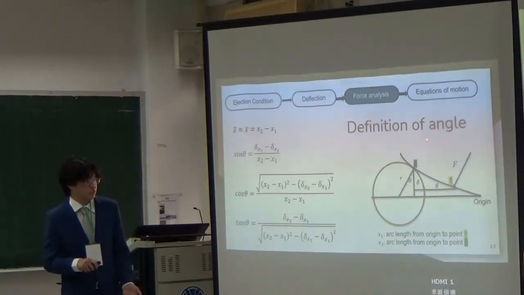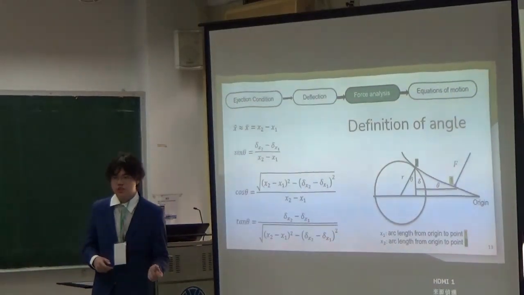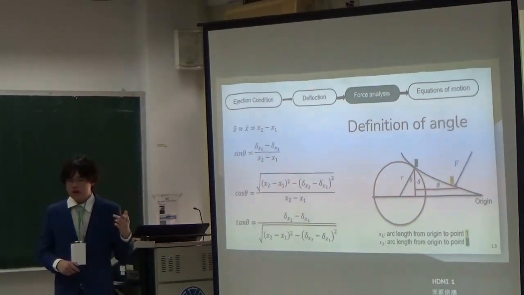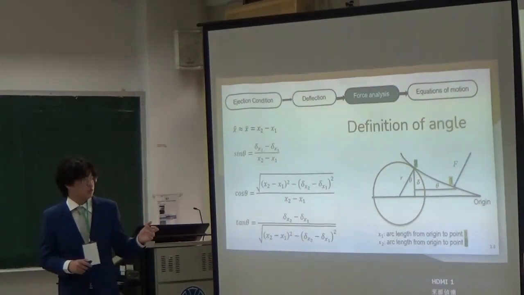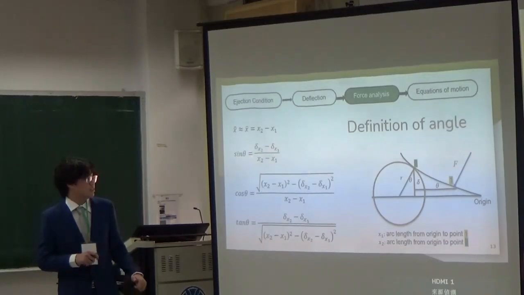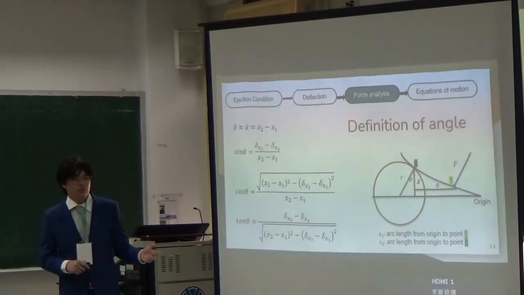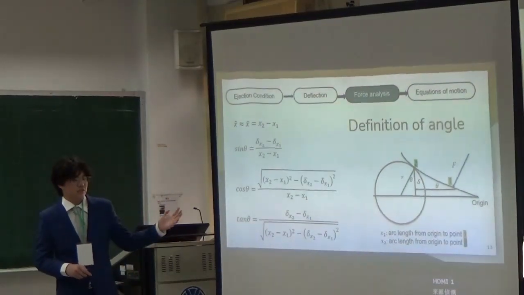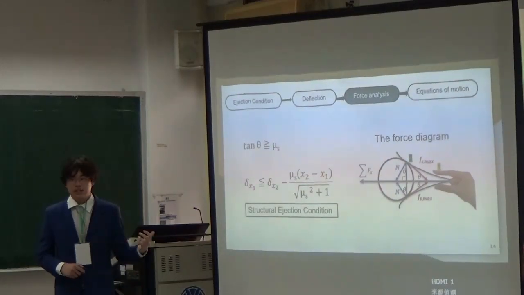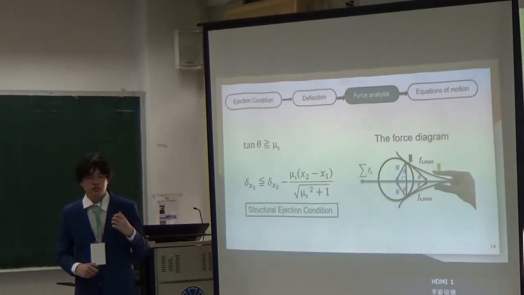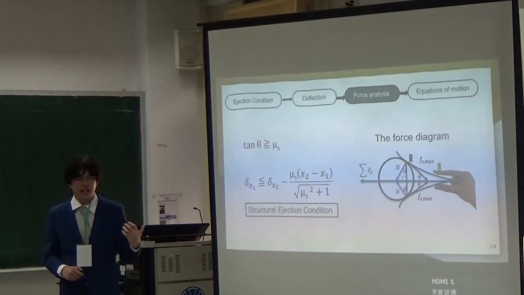This is the definition of the angle. As point 1 and point 2 are very close in our experiment, and we have measured that the bending between point 1 and point 2 is very small, we can say that the arc length between point 1 and point 2 is equal to the linear distance. Here are the definitions of sine theta, cosine theta, and tangent theta. As I mentioned before, the successful ejection condition is that tangent theta has to be greater than or equal to the coefficient of static friction.